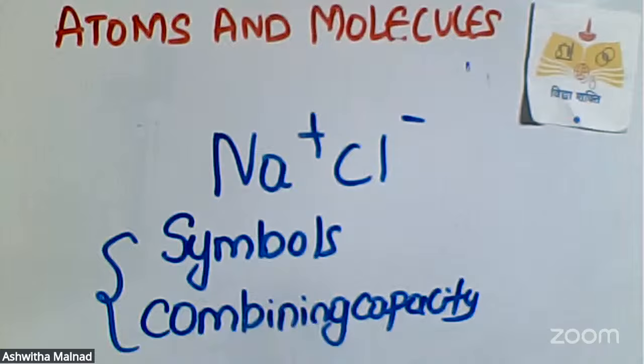So now this valency can be used to find out how the atoms of an element will combine with the atoms of another element to form a chemical compound. Okay, please underline this point in your textbook. Valency can be used to find out how the atoms of an element will combine with the atoms of another element to form a chemical compound.